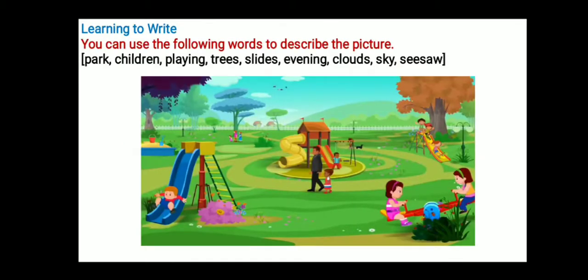Now we are going to learn to write. Here's the picture. So dear students, you should look at the picture carefully and try to explain it. You can use the following words to describe the picture. The words are park, children, playing, trees, slides, evening, clouds, sky, seesaw. So children like you have beautiful imagination. You should look at the picture, think, organize your ideas and write. Let us move to the answer.